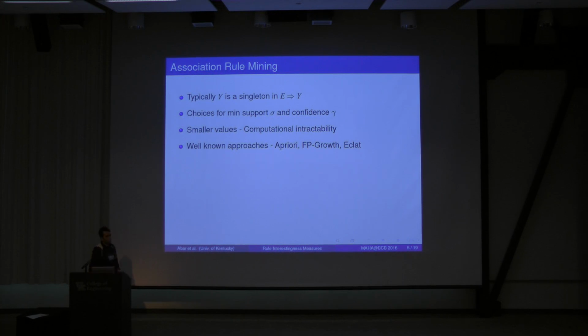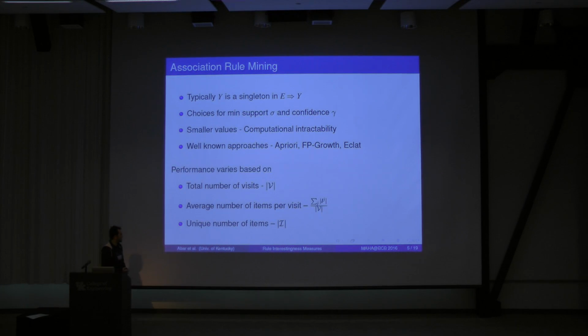There are some well-known approaches: Apriori, Eclat. There are many more actually, and the performance of these algorithms depends on the total number of visits, which is the size of the database, the average number of items per visit, and the unique number of items in our data.